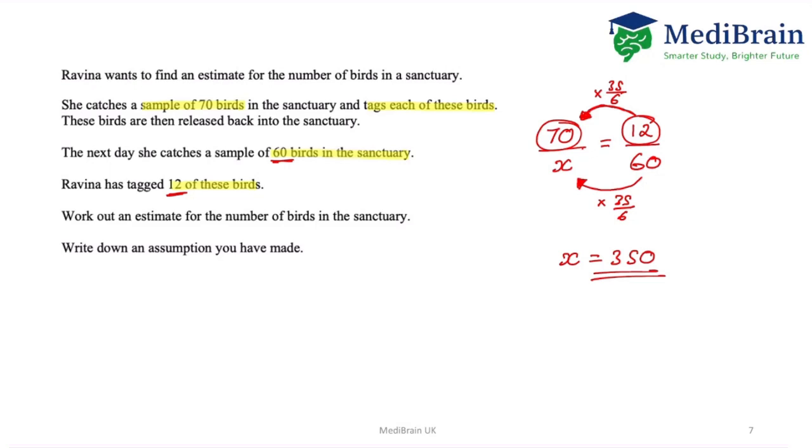And it says write down any assumptions that you have made. So again, the assumption is going to be the same. This time we've used a tag, so we are assuming that none of the tags have rubbed out.